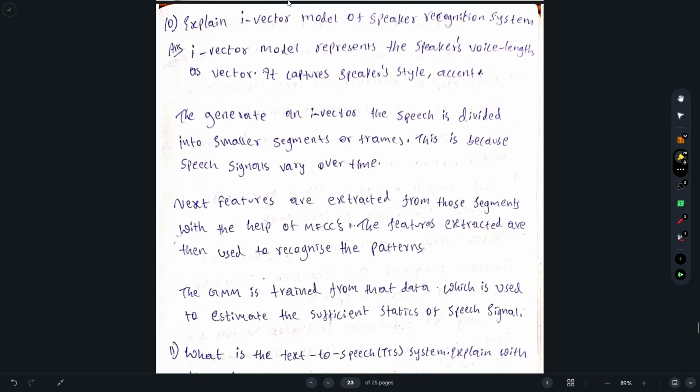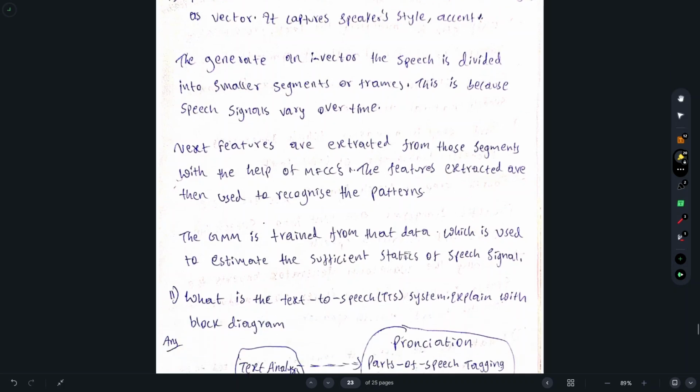So explain the I vector model of speaker recognition. The I vector model divides a particular speech into different segments or frames. This is because speech signals vary over time. Next, features are extracted from those segments with the help of MFCCs. So these features are extracted and then used to recognize the patterns.